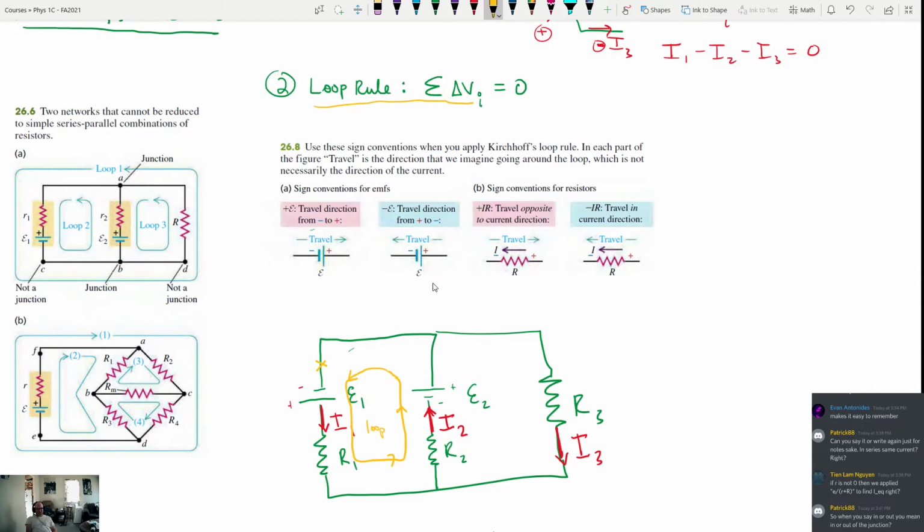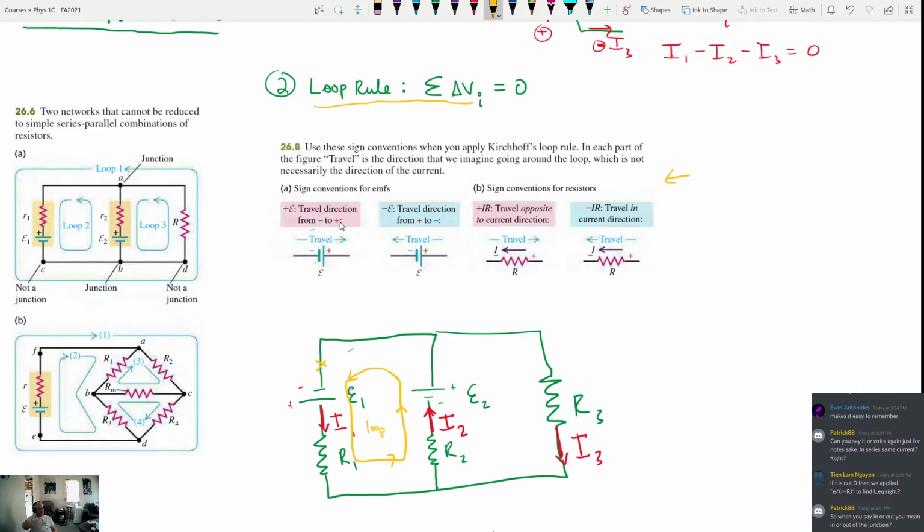So how do we actually go about doing this? Let's look at what these conventions say. They say that if I'm traveling in this direction and I have in my circuit an EMF source, and I go from the negative side of the EMF to the positive side of the EMF, I have gone uphill.